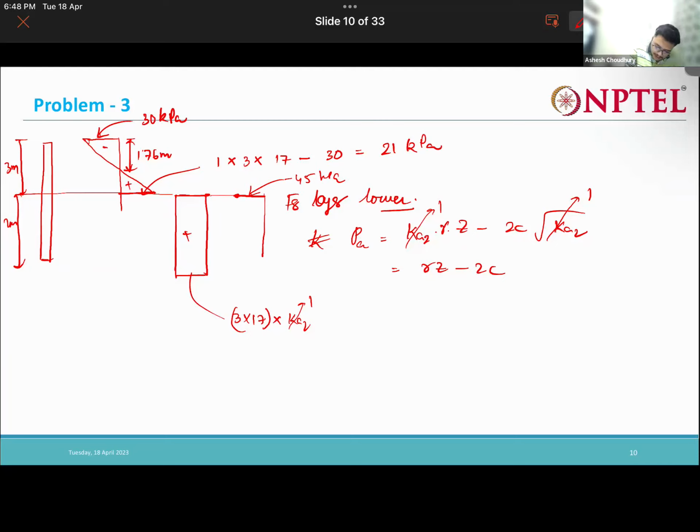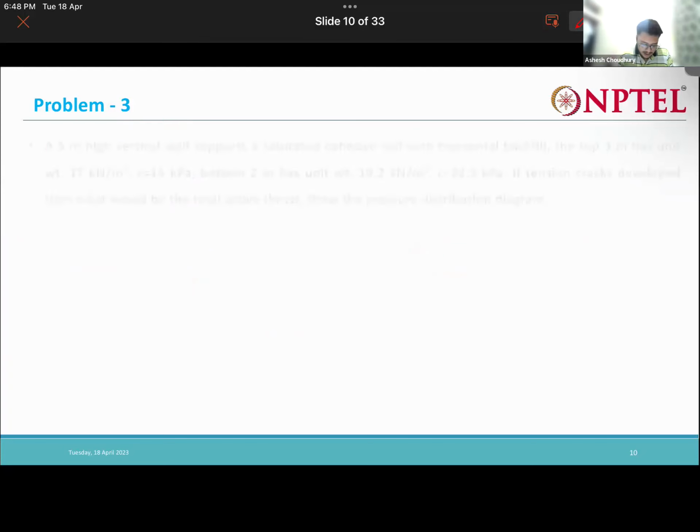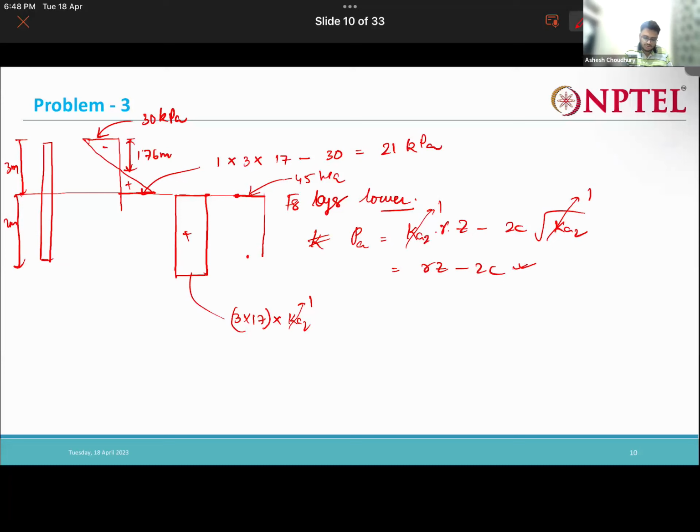And what will be the value when Z is equal to 2 meter, using this gamma? Gamma is 19.2. So 19.2 into 2 minus 2 into 22.5, that is minus 6.6. So it will be something like this. This is total minus 6.6.